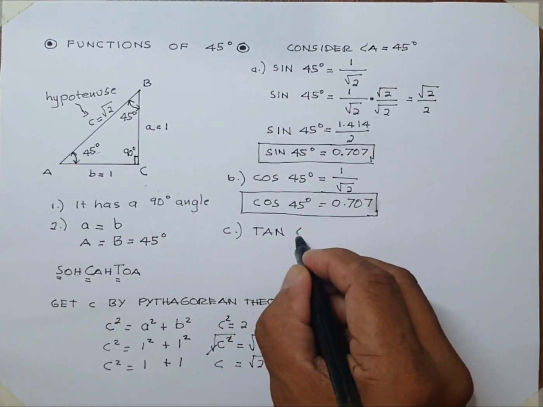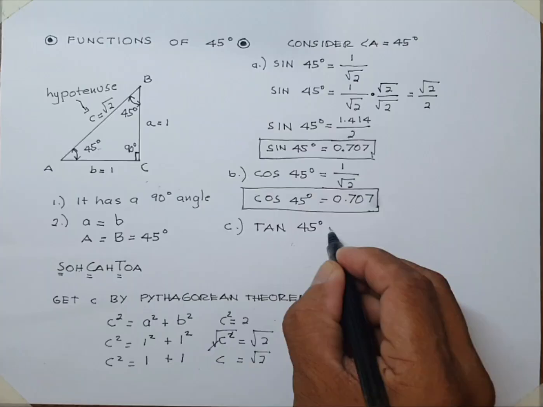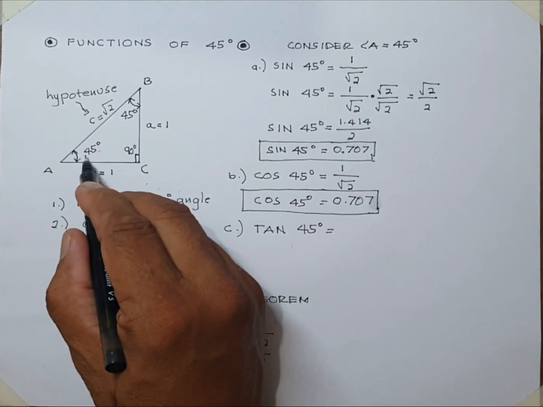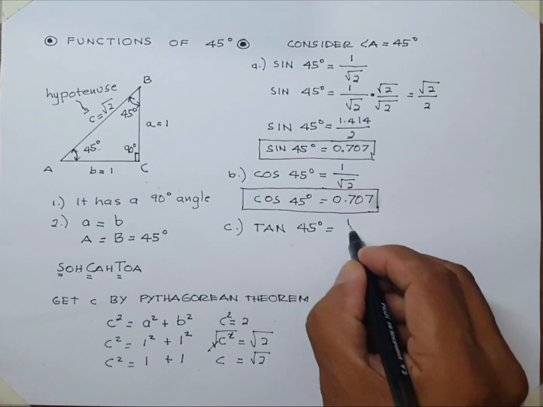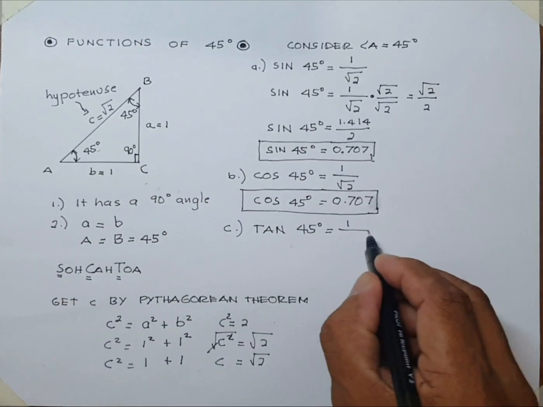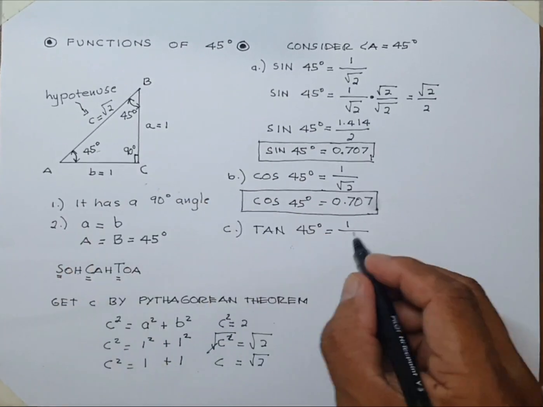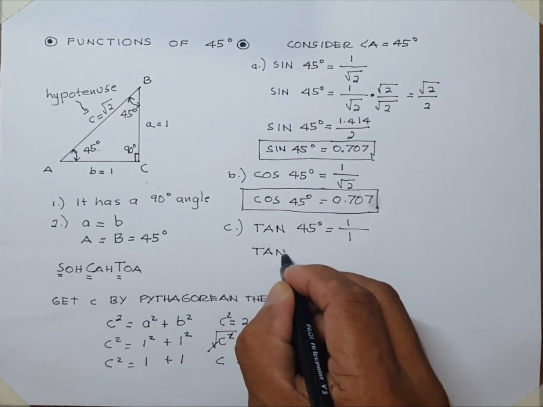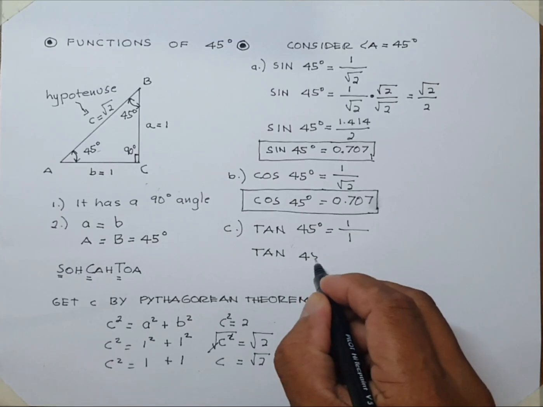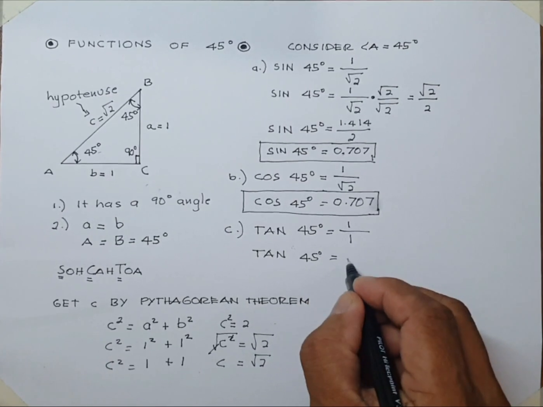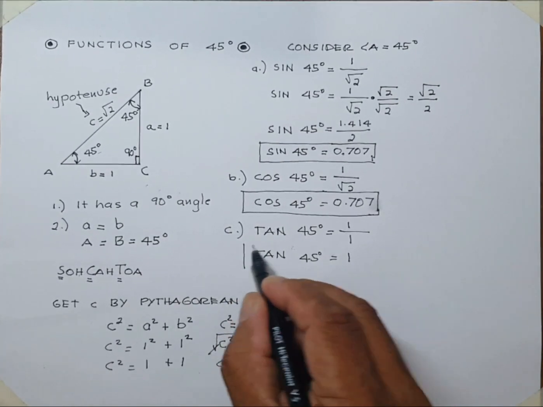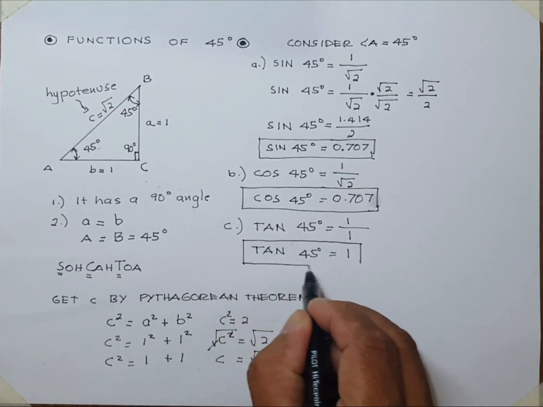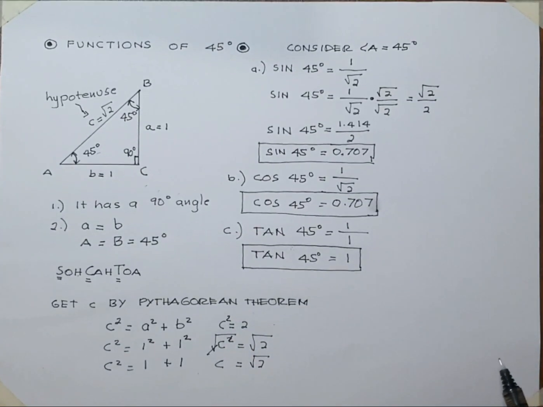To get the tangent of 45 degrees, from TOA, opposite over adjacent, the opposite of 45 is 1. And over the adjacent, this is also equal to 1. So tangent of 45, 1 divided by 1 is equal to 1. So the tangent of a 45 degree angle is equal to 1. That will be our third function.